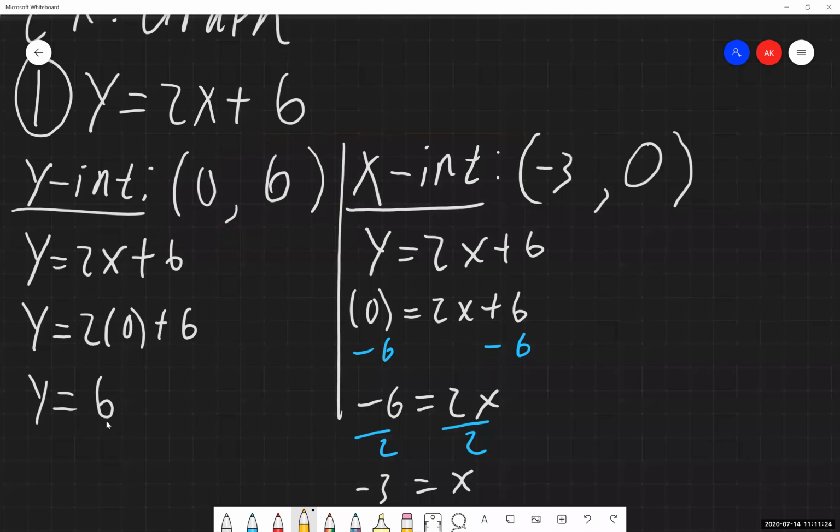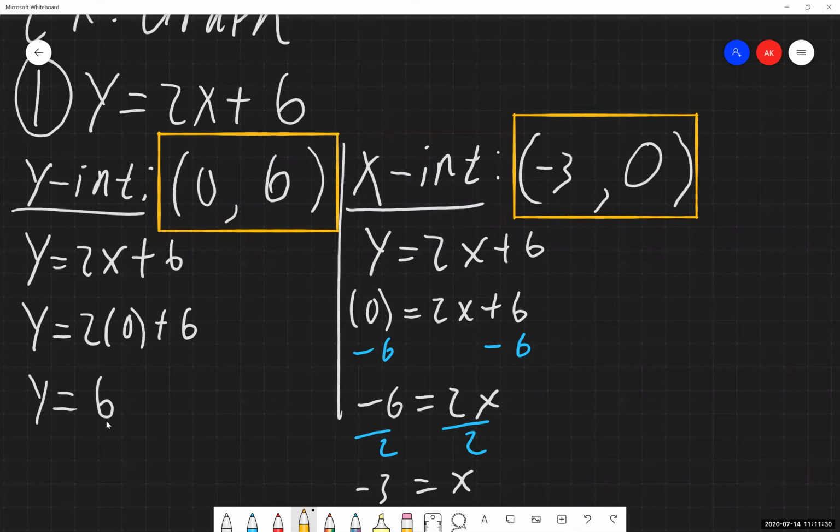Let's get an actual box around this thing. So I have my x-intercept and my y-intercept, and those are the 2 points that I'm going to use to graph this. They're nice values in the sense that they're not decimals, they're not fractions, at this point in time. So that's what we're going to use to graph this thing.